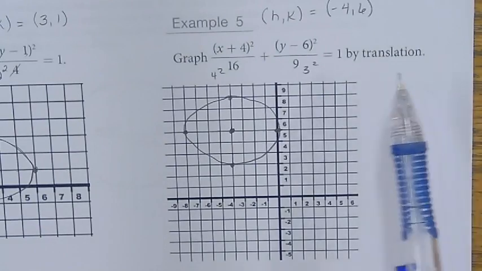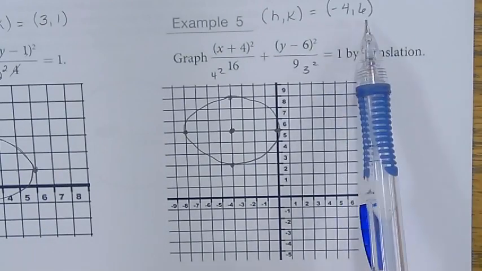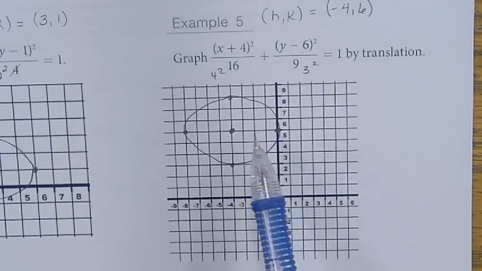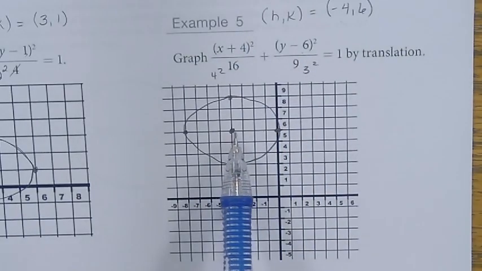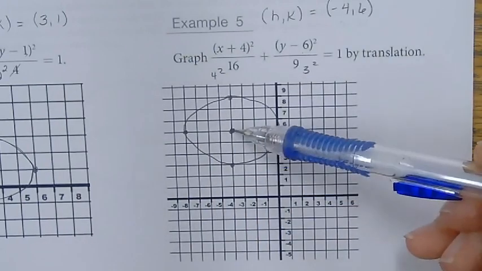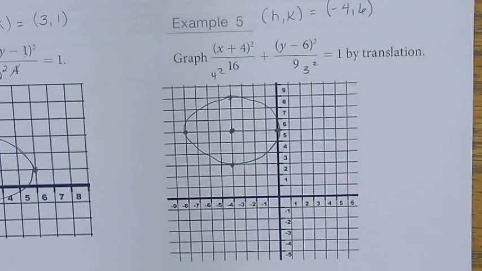Okay, so your center here should be at -4, +6. The length of your major axis would be 4. The length of your minor axis would be 3.